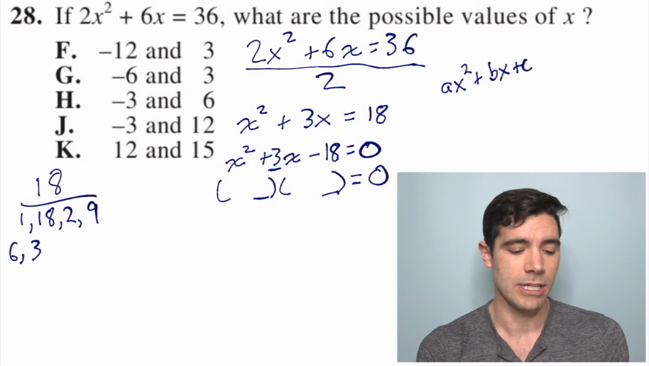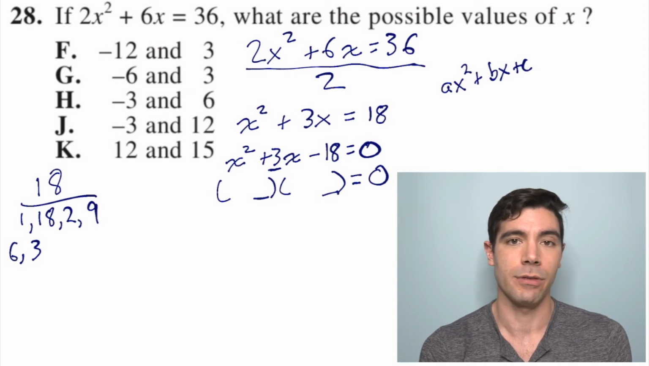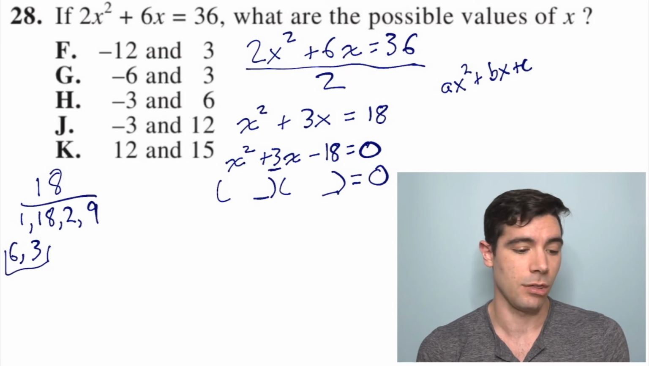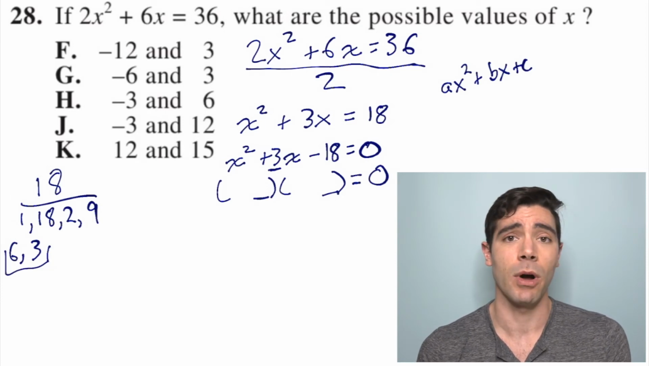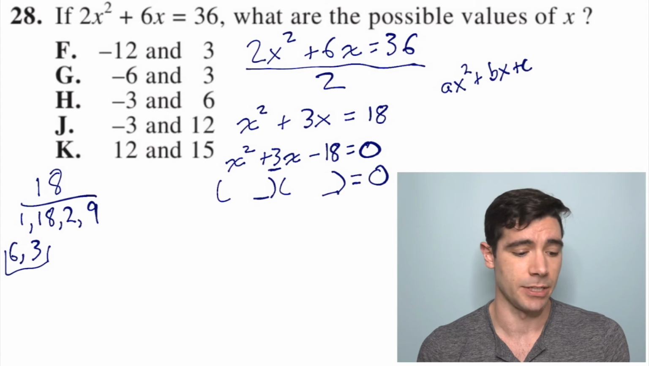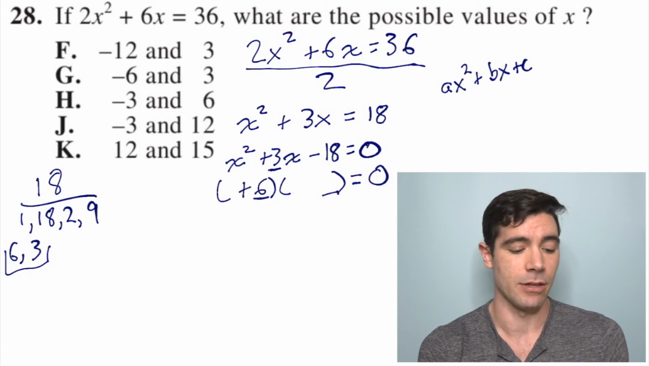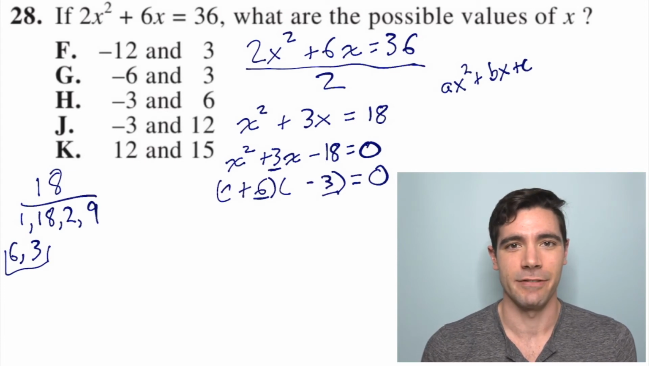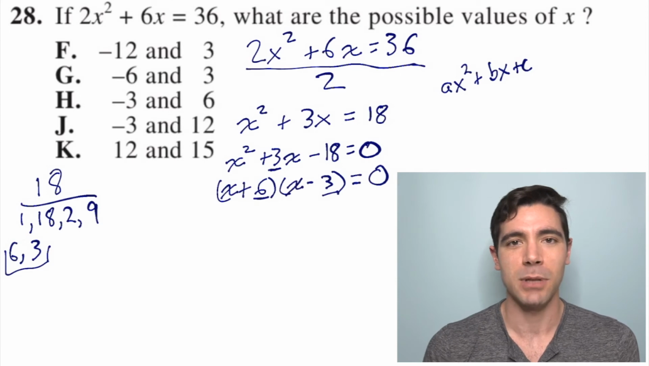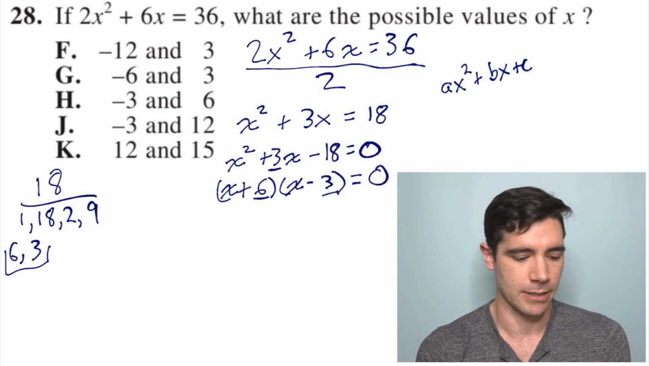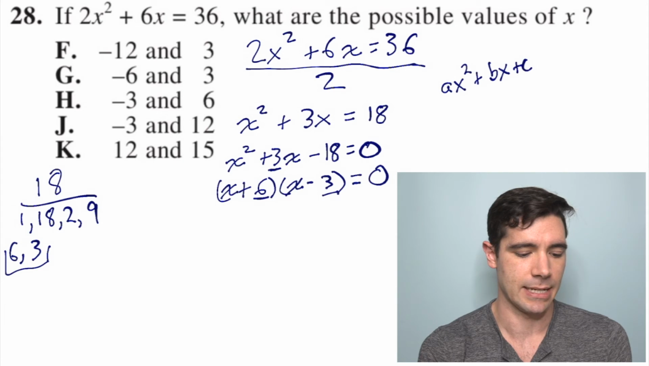Okay, well, which one of these pairs has a difference of 3 between them? Well, that would be the 6 and the 3, right? And since we want positive 3 to be what they add up to, then the 6 should be positive and the 3 should be negative. 6 times negative 3 is negative 18, and 6 plus negative 3 is 3. So perfect. We have x plus 6, x minus 3.